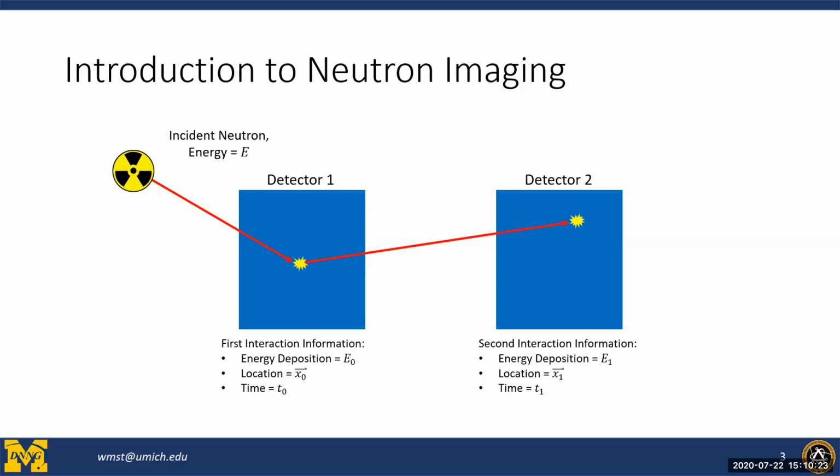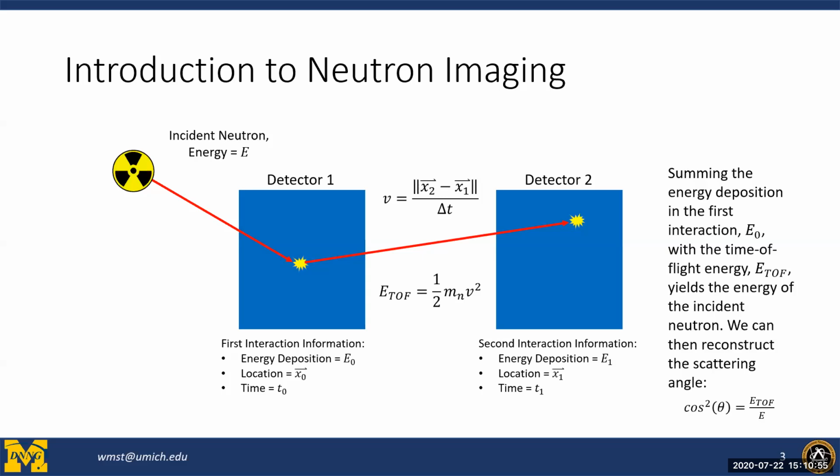Because neutrons do not move relativistically, well, neutrons less than 10 MeV, which is the majority of neutrons that we're going to be looking at in fast neutron imaging, do not move relativistically, such that we can figure out the kinetic energy of the neutron after that first scatter interaction based off of the time of flight. So we can figure out the velocity of the neutron, which is just the distance over time, and then figure out the kinetic energy of the neutron. If we then know the kinetic energy of the neutron, we can sum that with the initial energy deposition, and then we can know the incident energy of the neutron.